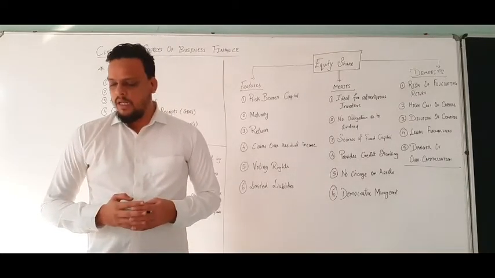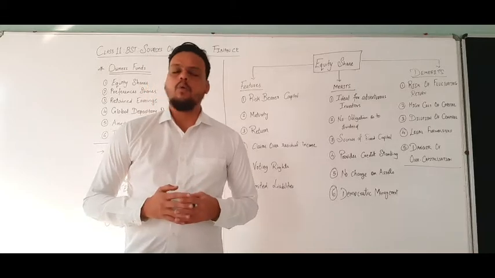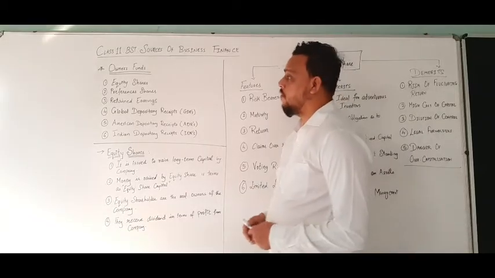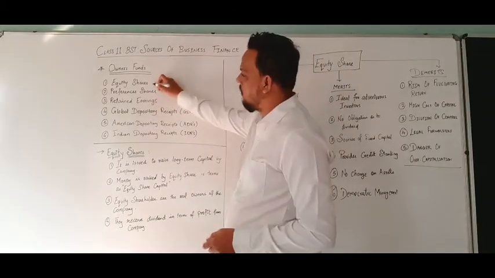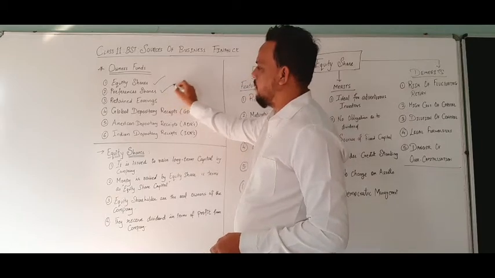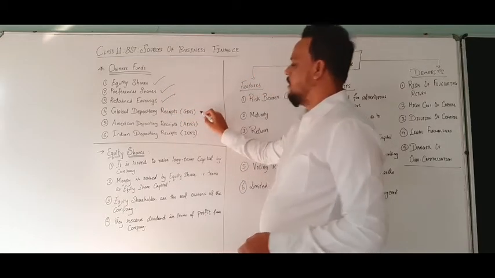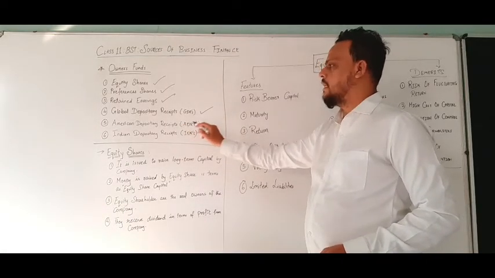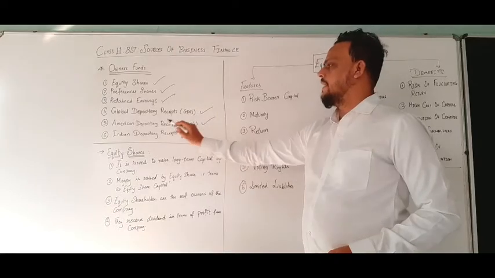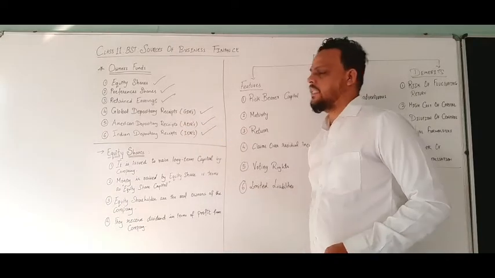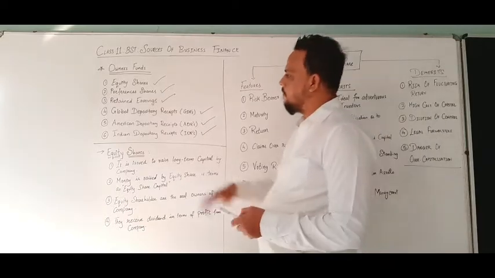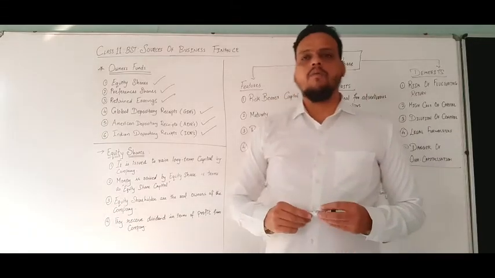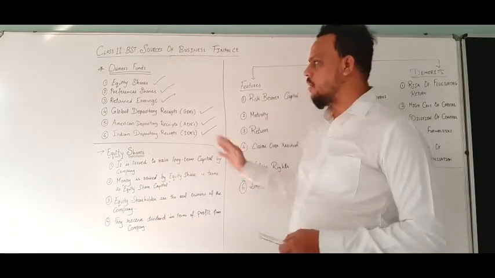Now, let's begin with the concept of owner's fund. In owner's fund, we have 6 different categories. One is equity share, then preference share, retained earnings, Global Depository Receipts (GDRs), American Depository Receipts (ADRs), and Indian Depository Receipts (IDRs). Every concept mentioned here has a detailed explanation. We will go one by one through all the topics.